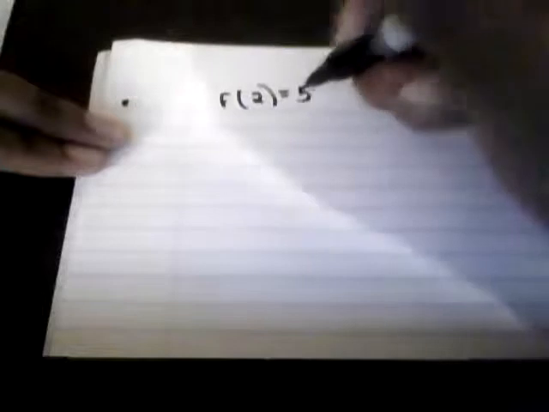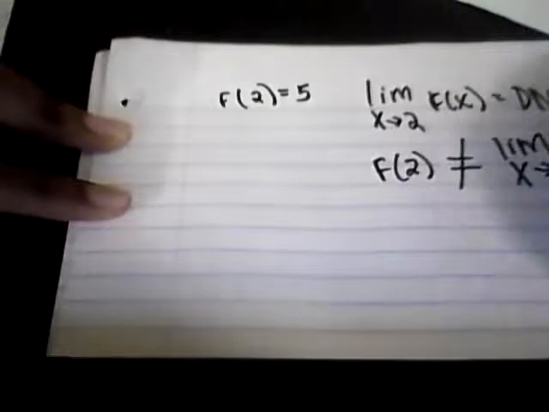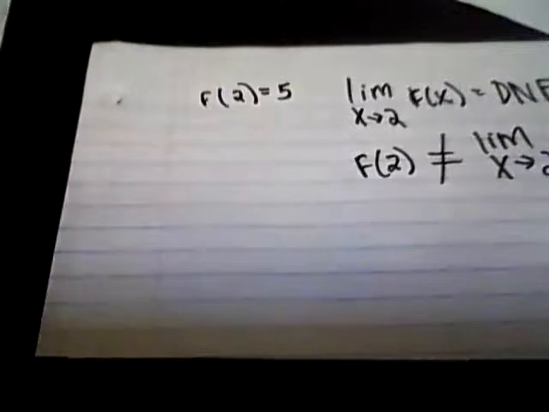To write this out a little bit more, f of 2 is 5, and the limit as x approaches 2 of f of x does not exist, meaning that f of 2 is not equal to the limit as x approaches 2 of f of x, meaning that the function is not continuous.